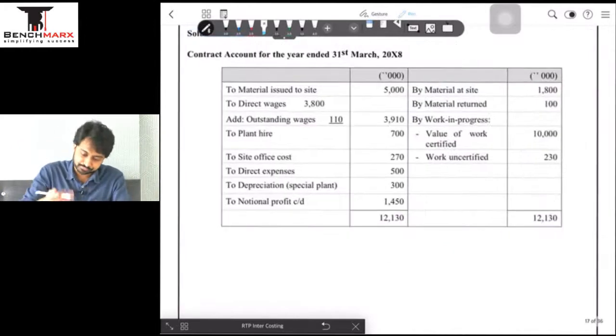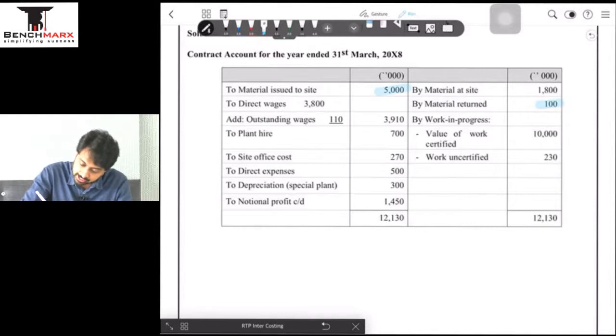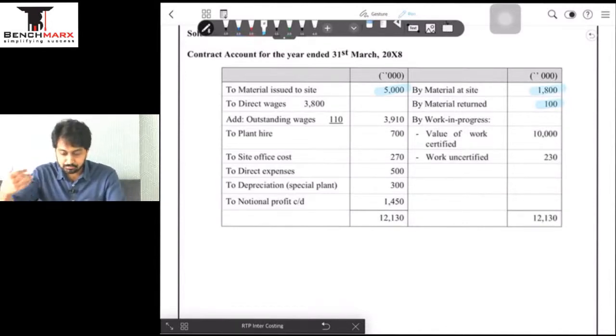Let us see. As I said, materials issued to site was 5,000. This will come on debit side. इसमें से 100 were returned, so 100 will come here, or you can simply post 5,000 less 100. Then some materials were on the site, and that is my closing stock of materials at site. So 5,000 minus 18 minus 1 is my net cost of materials consumed towards this contract.